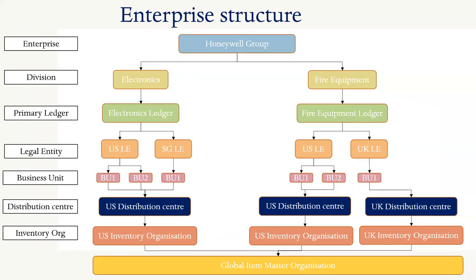Under each line of business, we might have different legal entities working for it. We have the ledgers, we will define ledgers for the different LEs, and we will attach the business unit against it. Then we will attach the distribution center for both the LEs. Under this distribution center, we will have the inventory organization, and for every inventory organization, we will have to attach the item master organization.